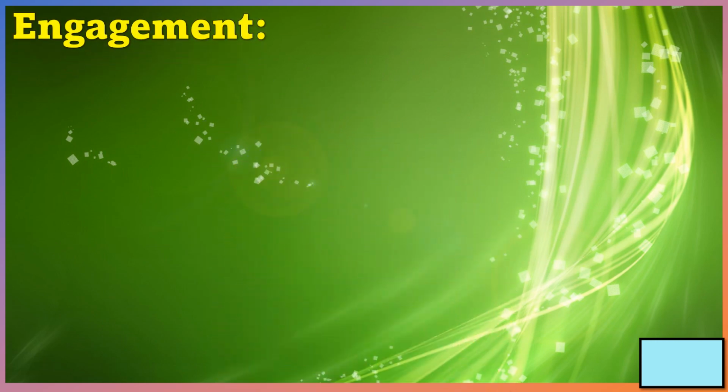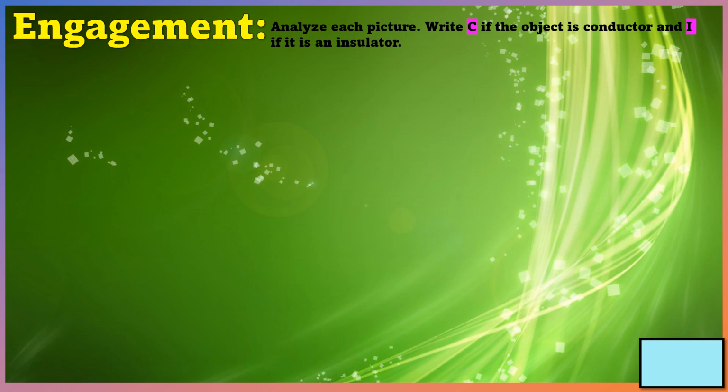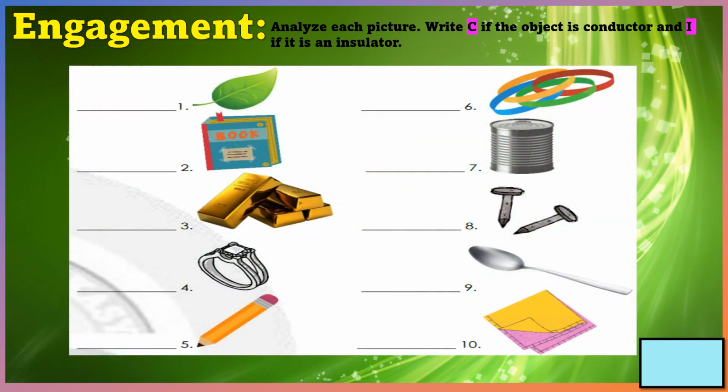For the engagement, analyze each picture. Write C if the object is a conductor and I if it is an insulator. So here are the pictures. So the first one is clip, number 2 book, number 3 gold bars, number 4 ring, 5 pencil, 6 rubber, 7 tin can, 8 nails, 9 spoon, and number 10 paper.